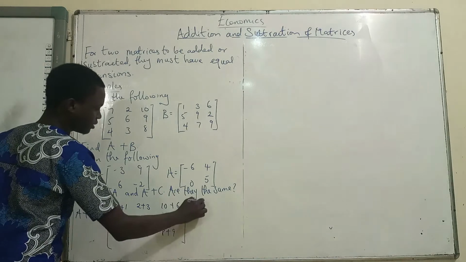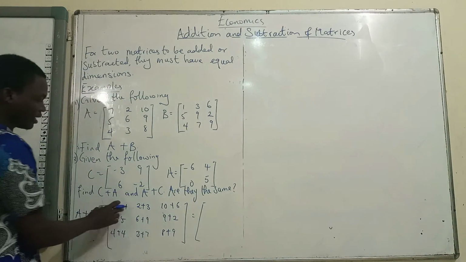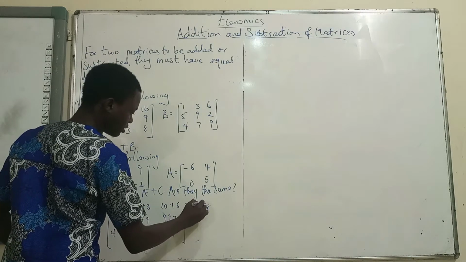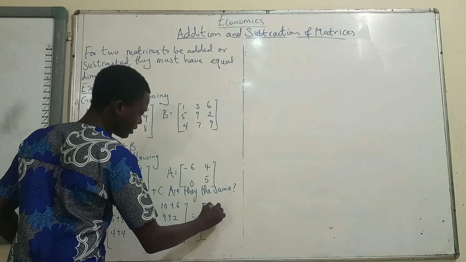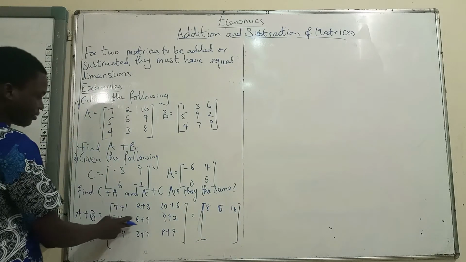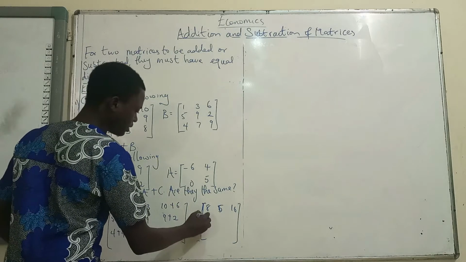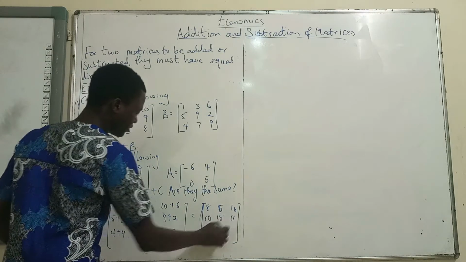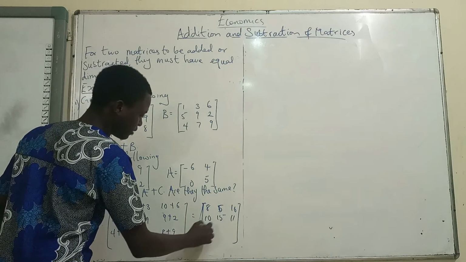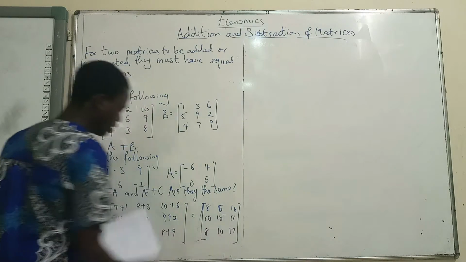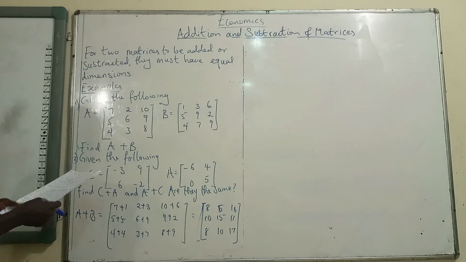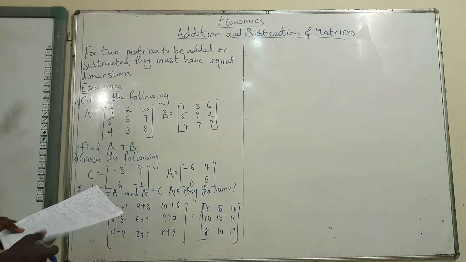So this is now going to give us what at the end of the day. We have 8, 5, 16. Then followed by 10, 15, 11, very easy. Then 8, 10, 17. Let me verify that: 8, 5, 16, 10, 15, 11, 8, 10, 17. So that's just it. We are done.